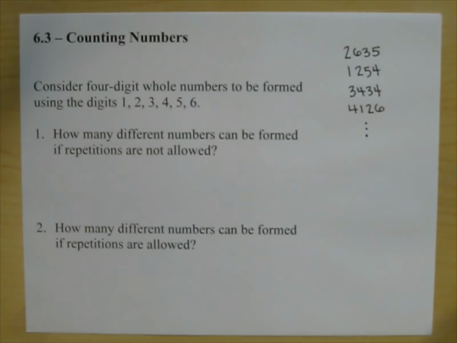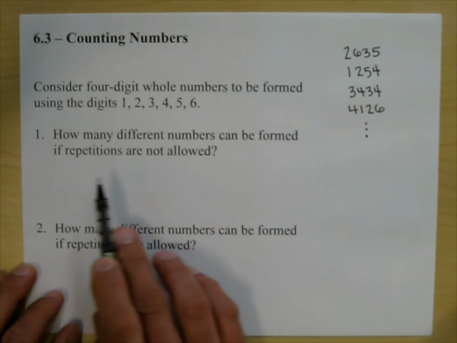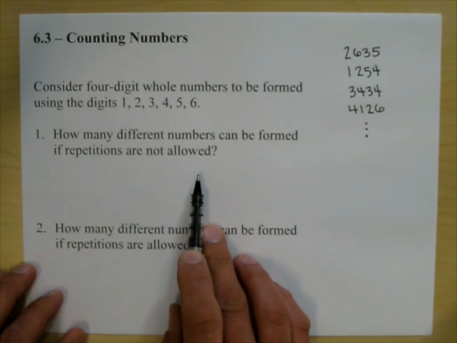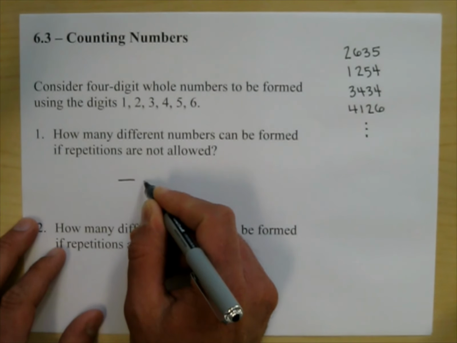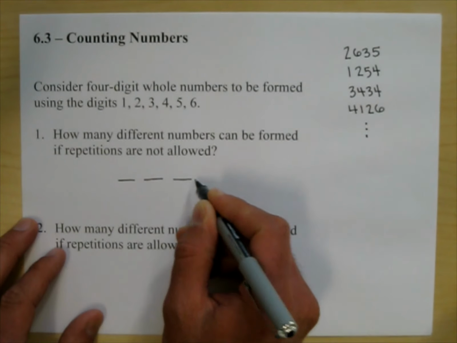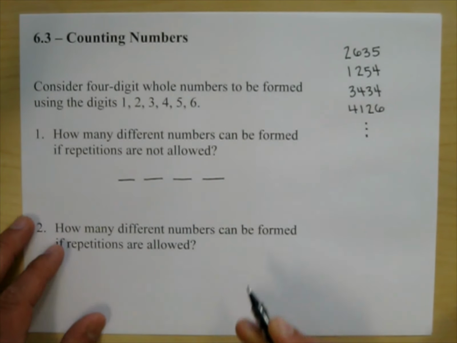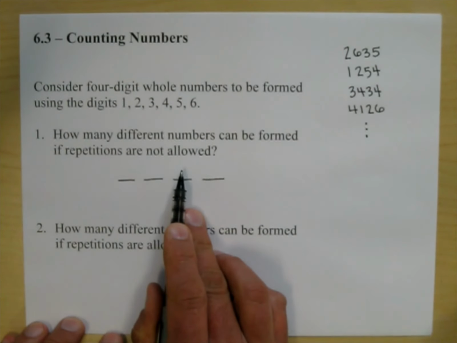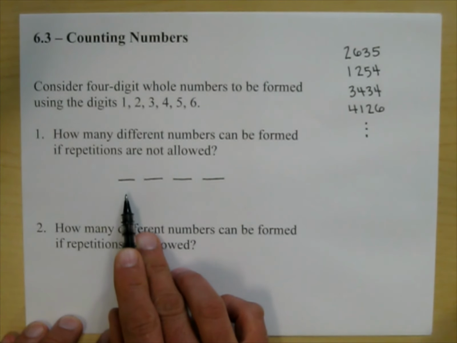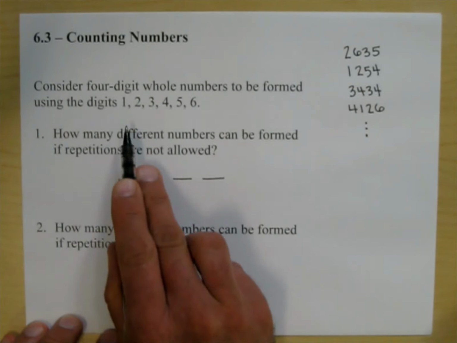Let's go ahead and do counting numbers. So with counting numbers, how many different numbers can be formed if repetitions are not allowed? Well, here we have 4-digit numbers. Now in your homework, it might be different. It might be 3-digit numbers. So make sure you read the instructions carefully. And reps are not allowed. So we start off right here. We say how many different choices do we have for this first slot? And there are 6.